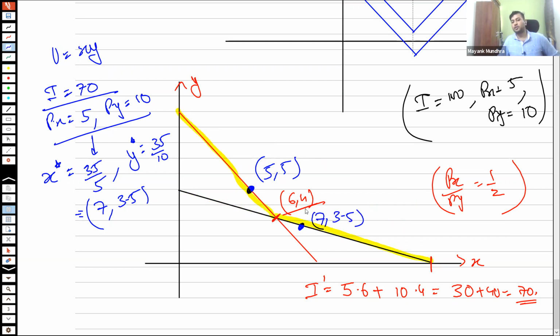And then what we do is we just compare these two bundles. The utility here is 5 into 5, so that is 25, and the utility here is 7 into 3.5, which is 21 plus 3.5, so that is 24.5. So obviously 5,5 is giving a higher utility, so this is the true optima.